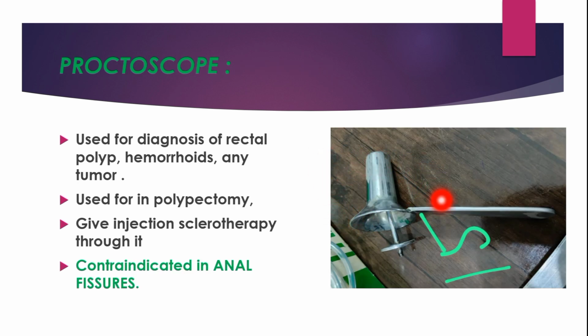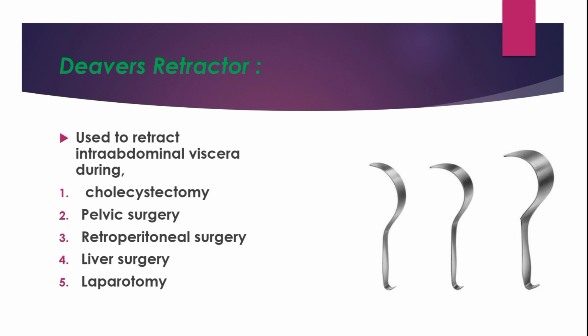This one is a proctoscope, and the proctoscope is used both for diagnostic purposes and therapeutic purposes. So the proctoscope is used for the diagnosis of the rectal polyps, hemorrhoids, and any tumor in the rectum, and it is also used in the polypectomy, and through it we also give injection sclerotherapy in case of the hemorrhoids. And the contraindication of proctoscope is anal stenosis. We cannot do proctoscopy in case of the anal stenosis.